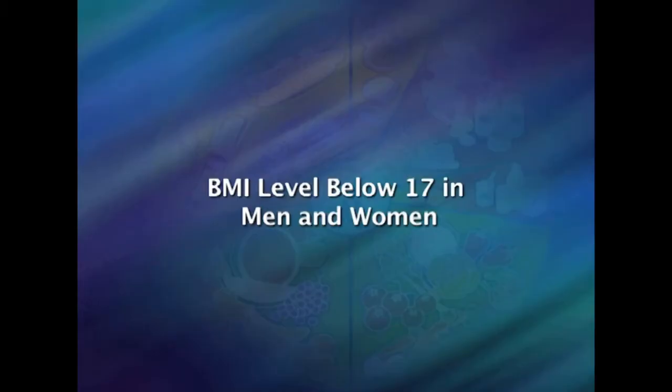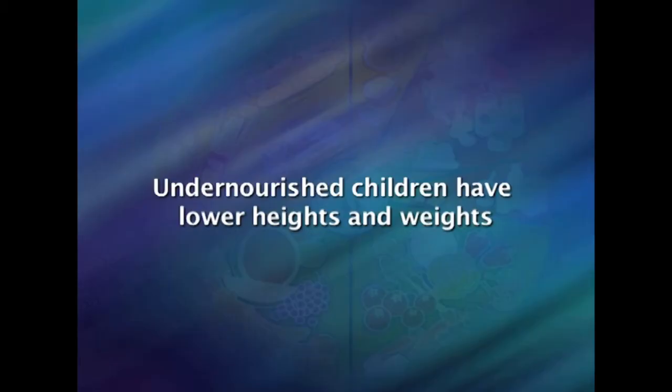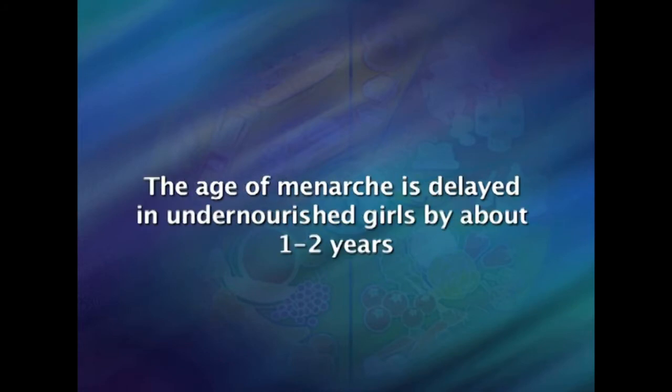Progressively greater proportions of time are spent off work or in bed ill when BMI levels are below 17 in men and women. There is a progressive increase in mortality in the group of men with BMI of 16.0. Immunological deficiencies are seen particularly in men with low BMIs. Concomitant micronutrient deficiencies are present. Undernourished children have lower heights and weights. The age of menarche is delayed in undernourished girls by about 1 to 2 years.